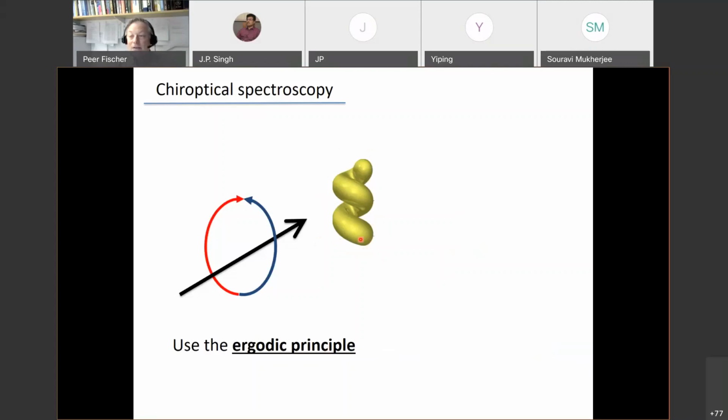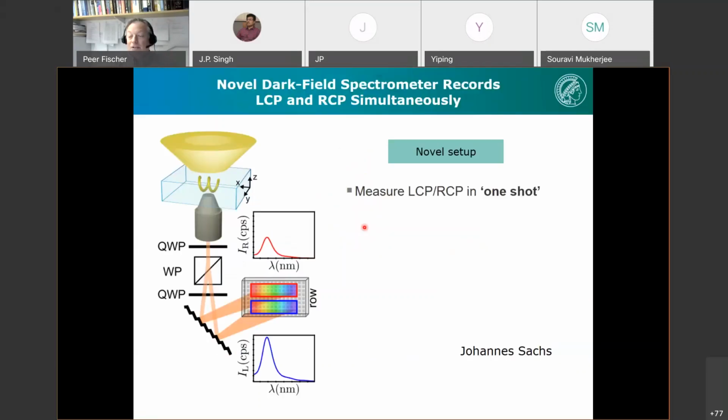Because one nanostructure that's tumbling in solution will explore all the orientations, and that then means that over time, we can use the time average to get the ensemble average, which is what the ergodic principle tells us. So here is how to measure chirality in a single nanostructure to avoid all the artifacts you get on a surface. And this is the PhD work of Johannes Sachs. We have a single nanostructure in solution, and we illuminate it, we collect the light from it. This will be tumbling because of Brownian motion. It will be moving by itself in solution.